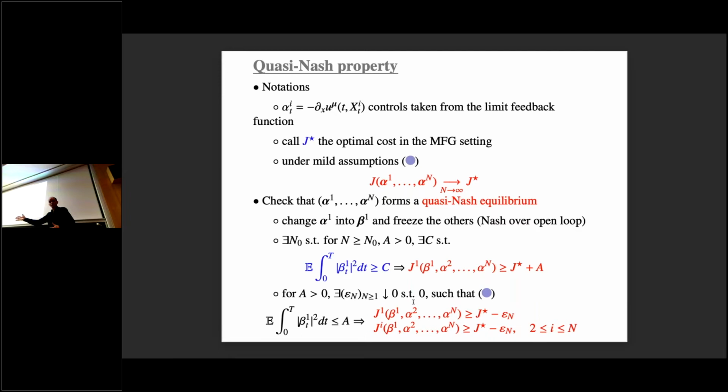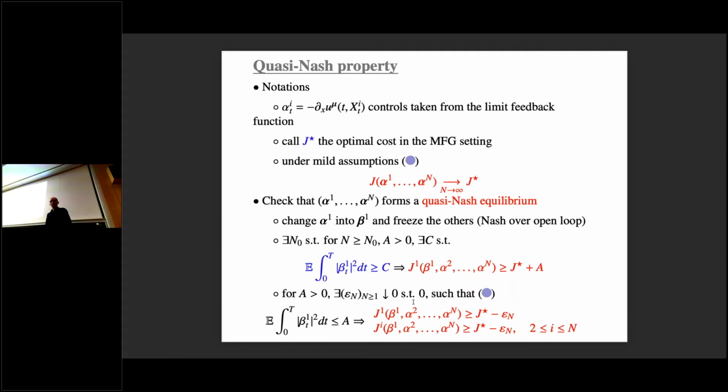I'm solving the mean field game. I am using the information provided by the mean field game, and I want to see how far this is from the real equilibria of the finite game. And this is exactly what I'm going to do, but it is a more difficult question. Here, indeed, as you say, I'm not studying the distance between this almost Nash and the Nash of the finite game. Absolutely.